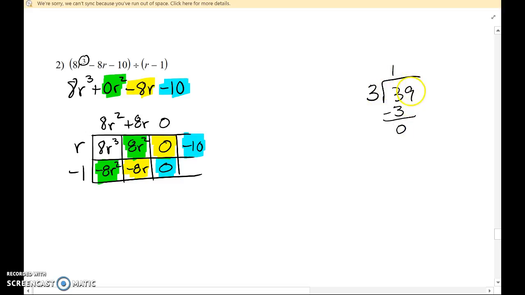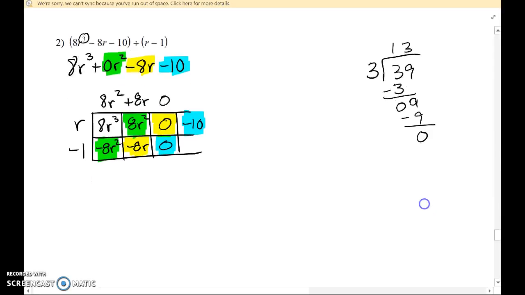And then 3 times what is 9? You'd say 3. And you drop a 9 down. We drop our 9 down, then you would subtract the 3 times 3 is 9, and you get 0. And since you had already gone through all your terms, you would have no remainder. We know that 3 is a multiple of 39.